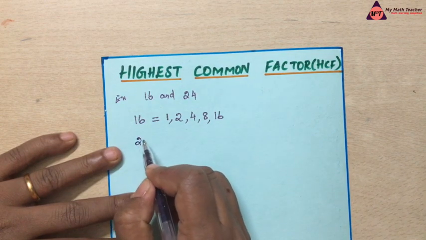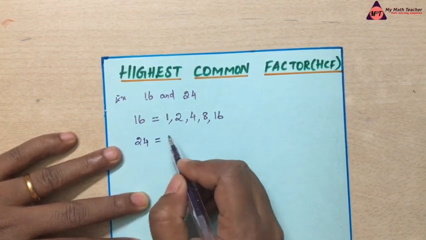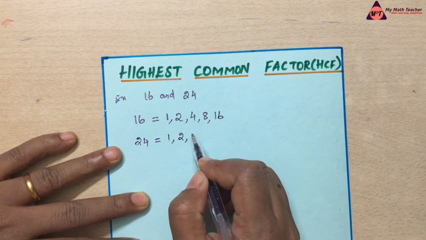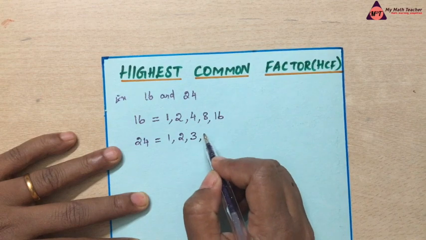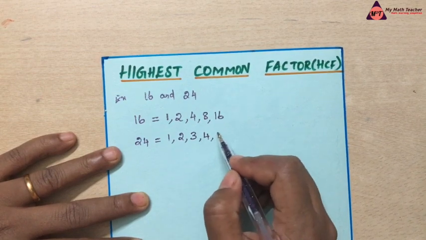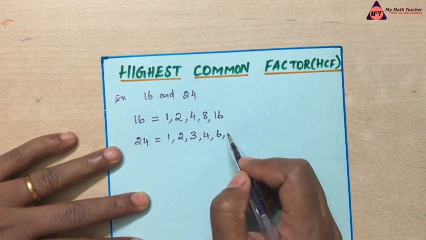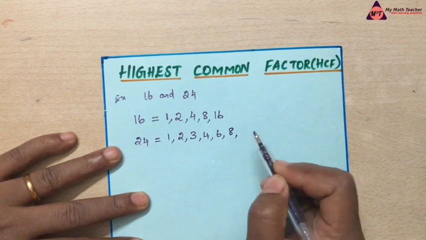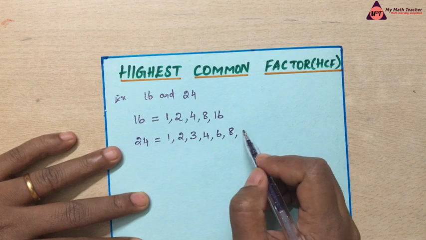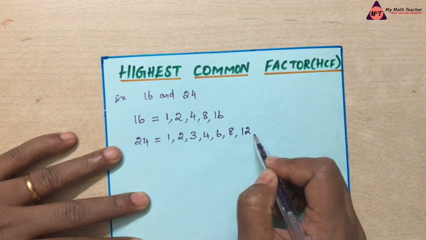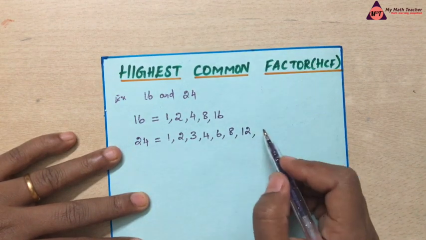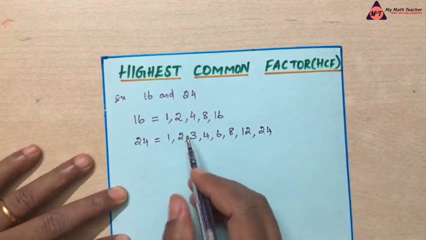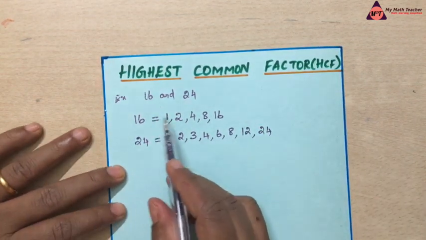Now take 24 and write the factors. 1 is a factor, 2 here, and 3 is also a factor. 4 is also a factor. Next, 6 is also a factor. 8 is again a factor here. 10, 11, 12. Yes, 12 is a factor. And then after 12, I think we have only 24 as a factor. Now we have found the factors of both the numbers.